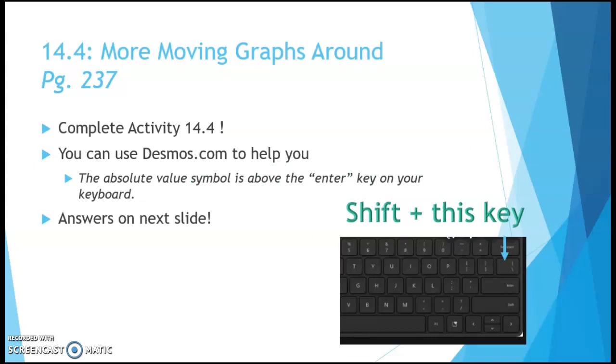Page 237 is a little bit more complex, where we're still moving graphs around. You can complete this activity on your own, and you're also welcome to use Desmos.com to help you. The absolute value symbol is above the Enter key on your keyboard. You'll have to hit Shift while hitting that key to get the symbol. Pause this video if you'd like, and your answers are available on the next slide.